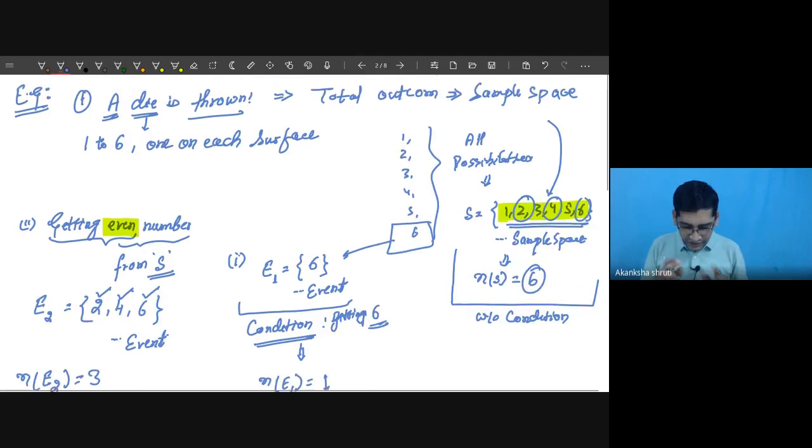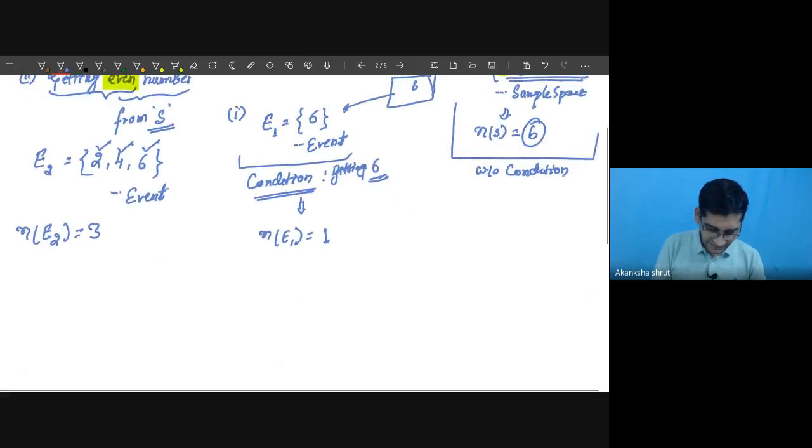Then for a particular event, we define the probability. Probability tells the chance or percentage occurrence of that particular event in the given sample space. Okay, student? So how is the probability defined here?